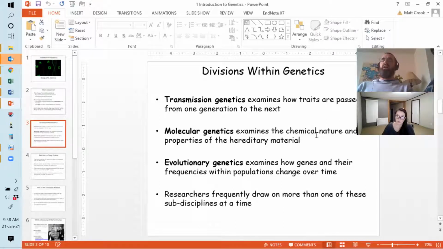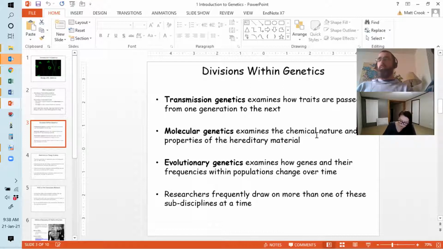Transmission genetics ups it to the organism level. In terms of transmission genetics, it's about what collection of alleles I have, which of those I passed on to my children, and what alleles I got from my mother and from my father. So when we talk about transmission genetics, we talk about individuals and probabilities. That's where the math comes in a lot of times in genetics. And then obviously in evolutionary genetics, we're talking about populations.